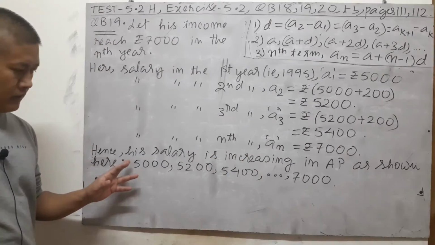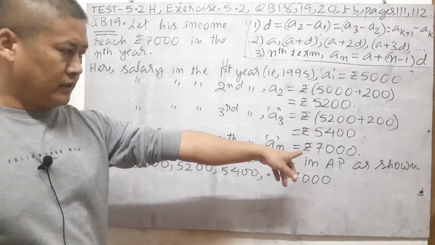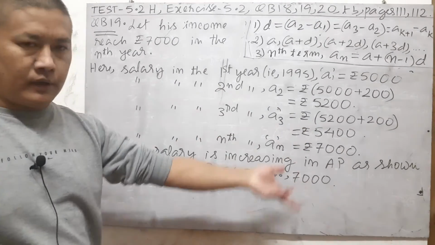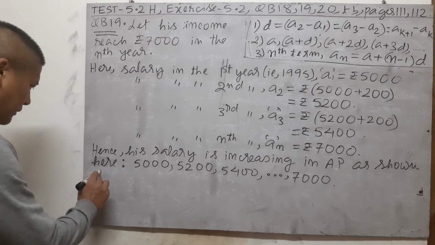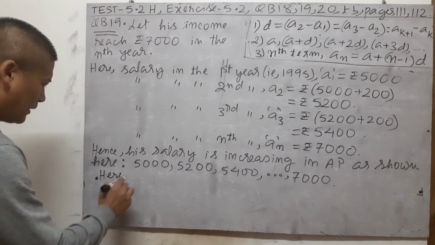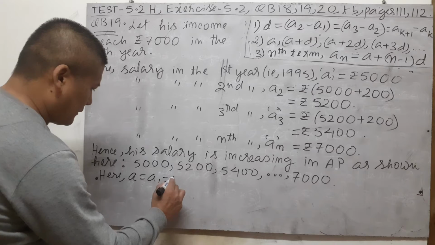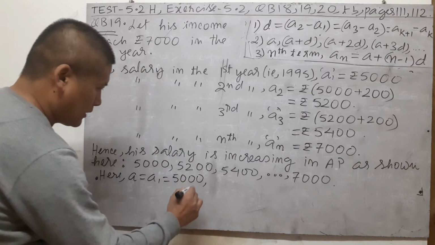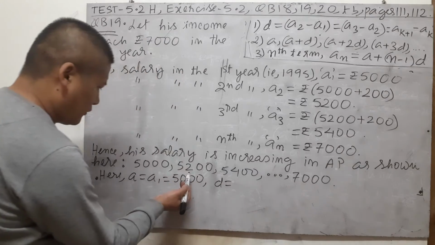That's all. Because there is a common difference, we are saying it's increasing in arithmetic progression, in a fashion that is characteristic of an arithmetic progression. So this is an arithmetic progression. Here we have A or A1, the first term, with value 5,000, and D, the common difference, is A2 minus A1.